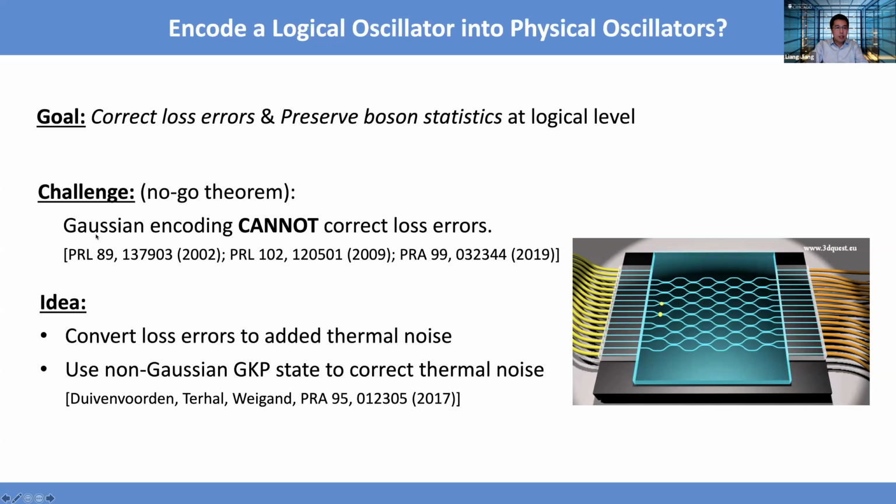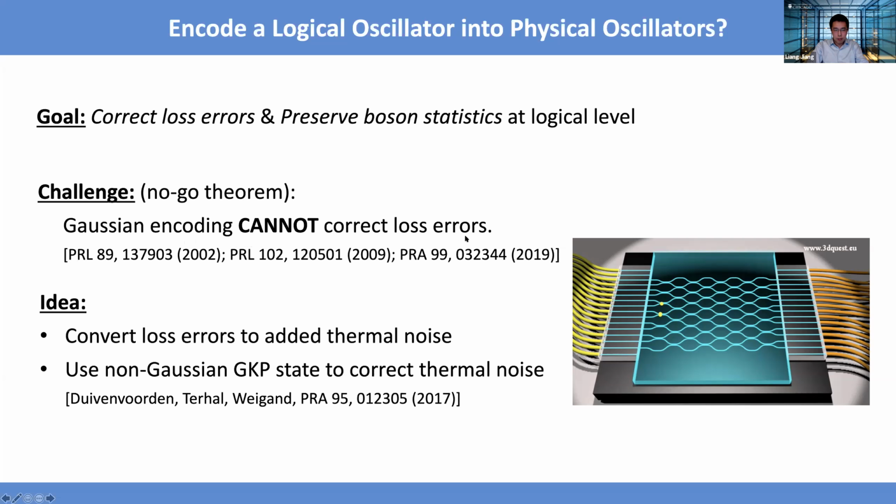So in order to go around this no-go theorem, the trick is to change the conditions in the statement of the theorem. Here it says Gaussian encoding cannot. So what if we have non-Gaussian encoding? We need some ingredient which is non-Gaussian. This idea came from Ken Zhu. He said, well, what if we use GKP states as a non-Gaussian ingredient? Then he found a scheme which can correct loss errors and at the same time preserve the bosonic nature at the logical level.